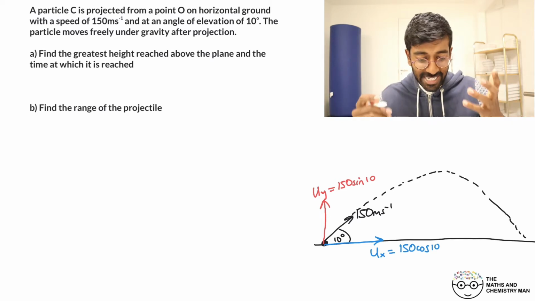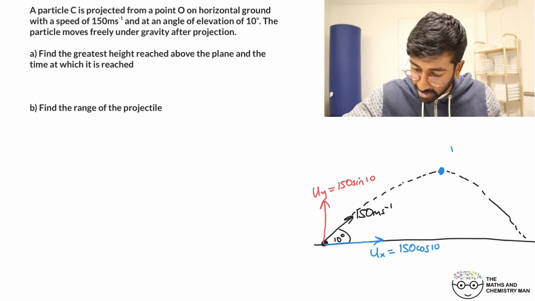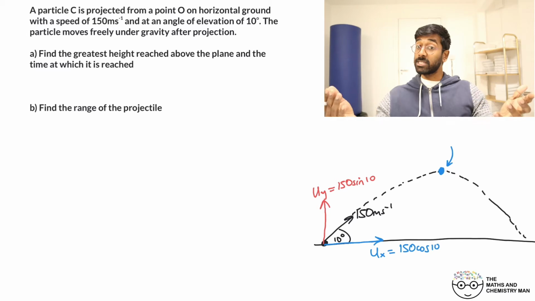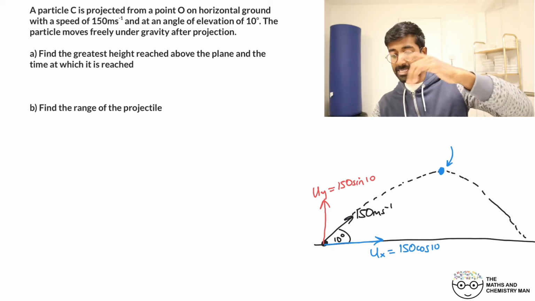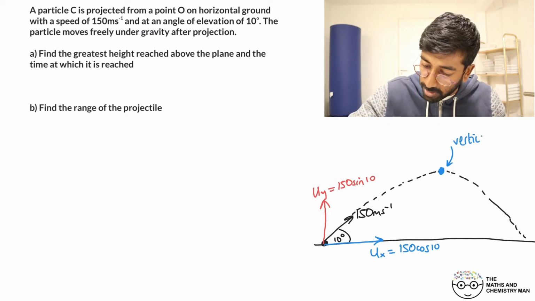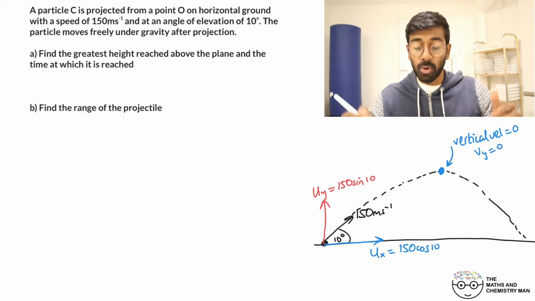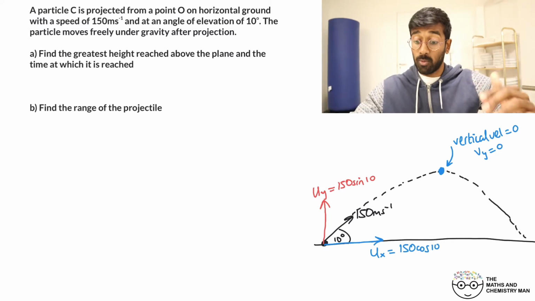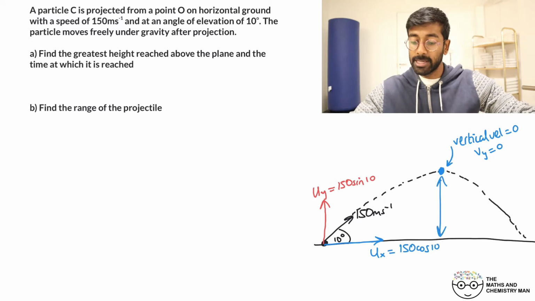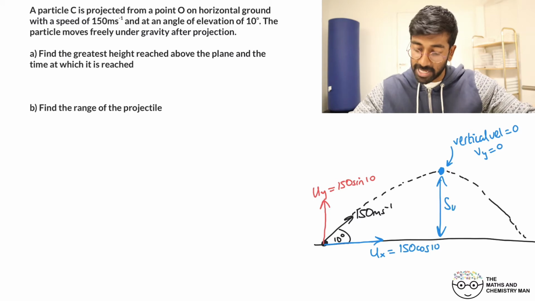So let's get going. The greatest height. That's what we need to find, the greatest height reached above the plane, which in our diagram looks like it's over there. So what's happening at the greatest height? Well, it's going upwards, upwards, upwards, and then it stops, and then it comes back downwards. So at the greatest height, we've got to remember that the vertical velocity is equal to 0, or we can say v_y is equal to 0 at this point. And then we can write in a little arrow here to show that we're trying to find the greatest height. So that's the displacement in the y direction, s_y.